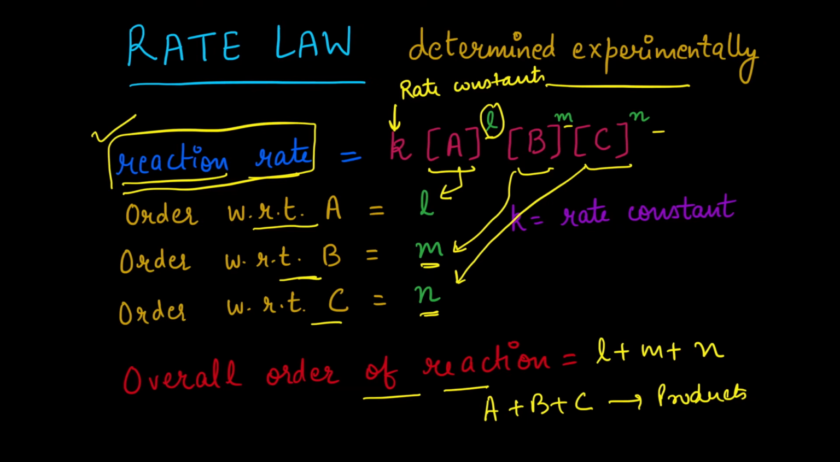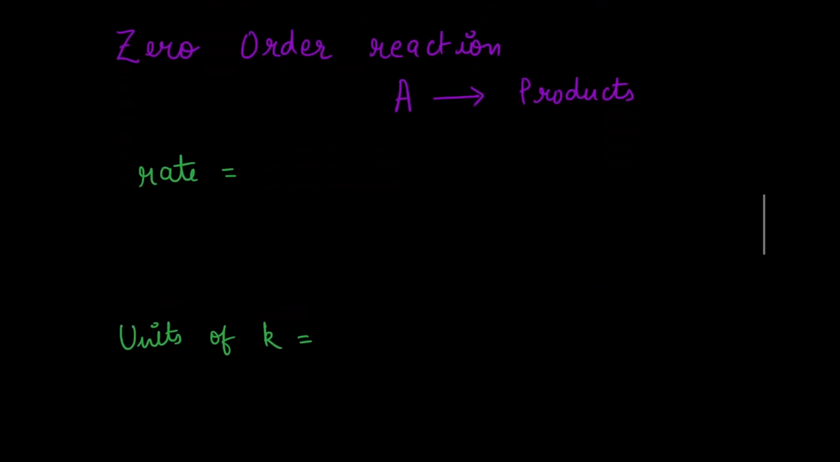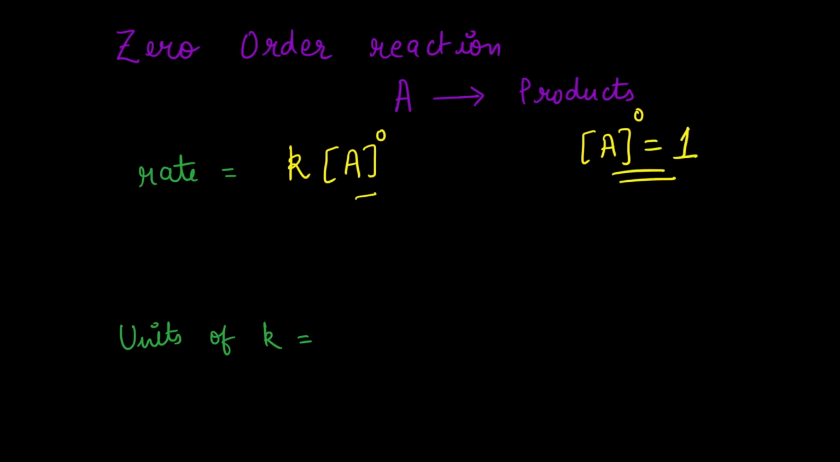So now let us begin with the zero order reaction. In a zero order reaction, as the name suggests, the order with respect to the concentration of A is 0. So therefore, the rate of the reaction will be k, [A] raised to the power 0. And any integer or concentration term raised to the power 0 is 1. So therefore, the rate of the reaction will be equal to k for a zero order reaction.